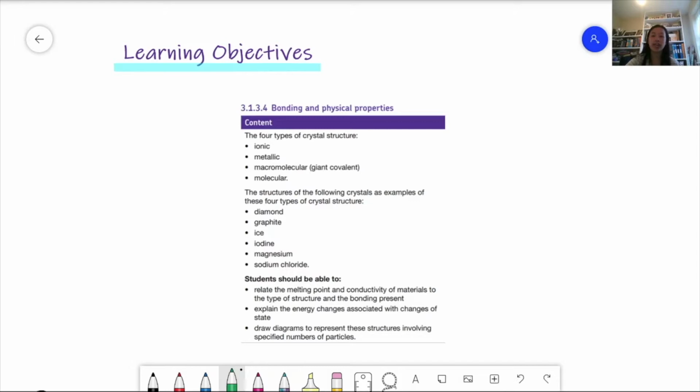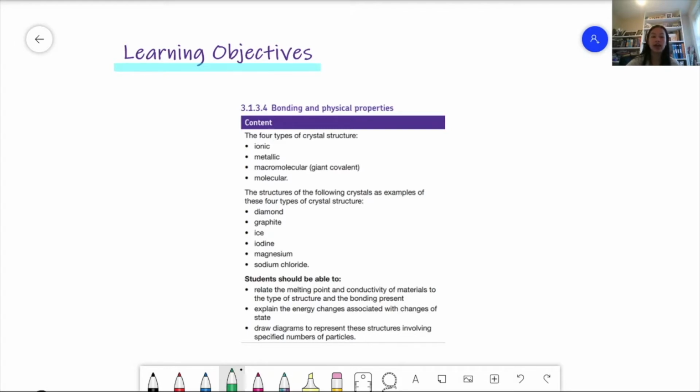Here are today's learning objectives. They're all to do with bonding and physical properties. So we're going to look at the 4 types of crystal structure: ionic, metallic, macromolecular and molecular. And then we're going to look at a few examples of the types of different structures.